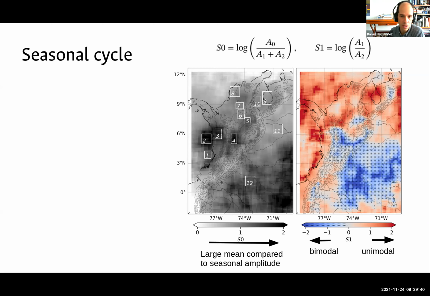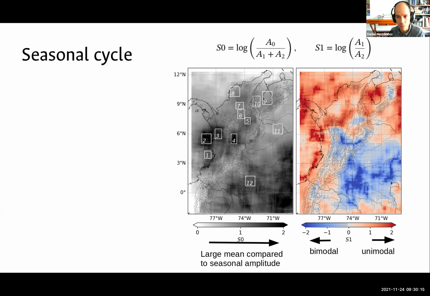So the index here, S0, indicates how large the mean is compared to the seasonal amplitude. So these regions, for example, here with box number 2 or 3, or here below in the Amazon, where S0 has a large value, that indicates that the mean is large. So the annual mean value of convective events is large compared to the seasonal amplitude. So there's essentially convection all year round, despite there also being a seasonal cycle there.